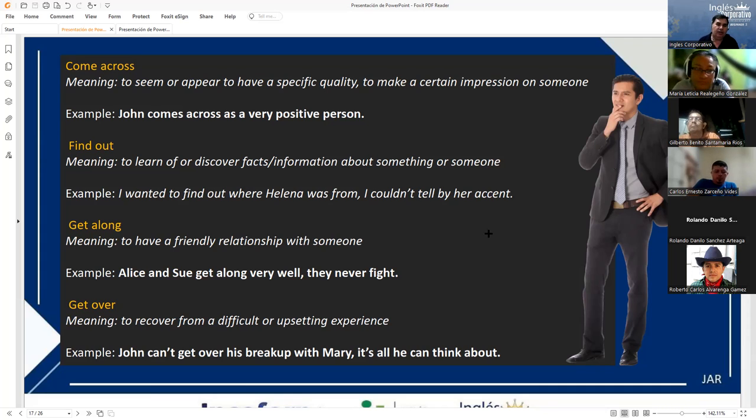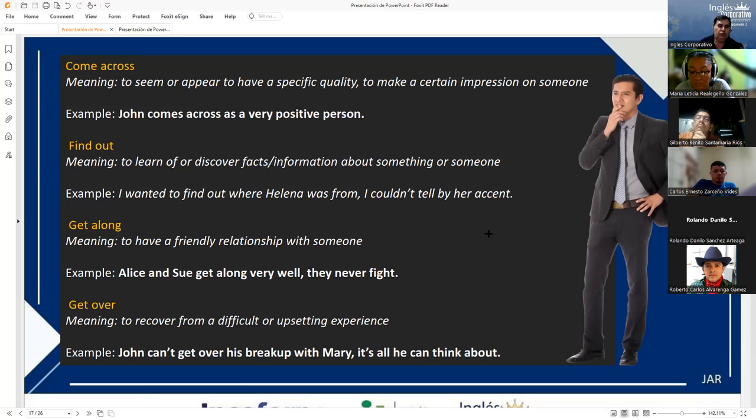Teacher, it's similar to find, when suddenly you discover something. Come across. John comes across as a very positive person. That is another meaning. What he transmits is that he's a positive person. He comes across as a positive person.